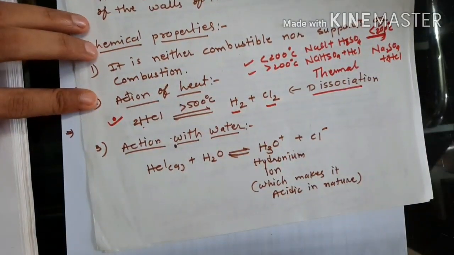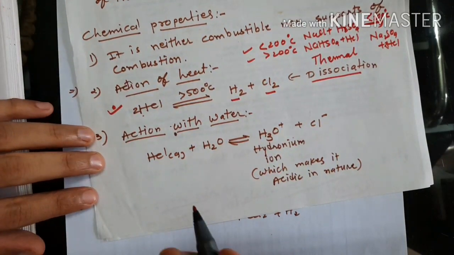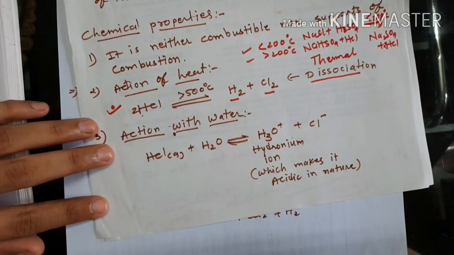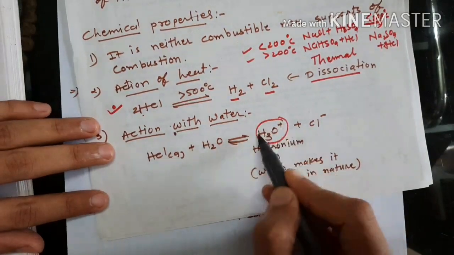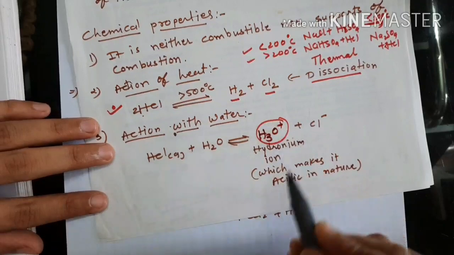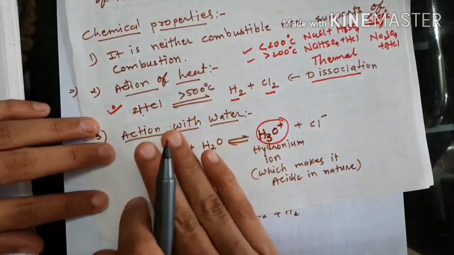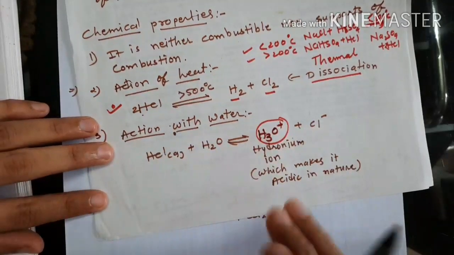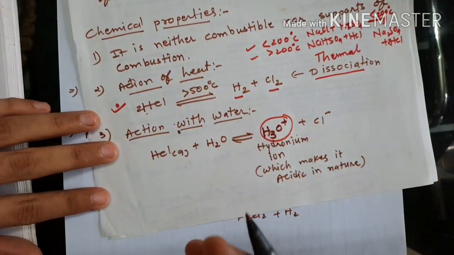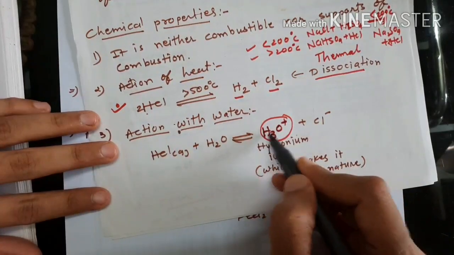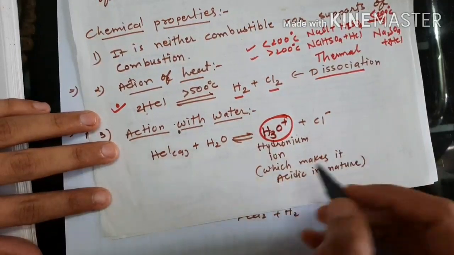Now the third one, the action with water. Whenever any compound reacts with water and forms a hydronium ion, hydronium meaning H3O plus, that is proof that the compound or substance is acidic in nature. Always remember, students, whenever any substance reacts with water and forms a hydronium ion, it is proof that the nature of that substance is acidic.